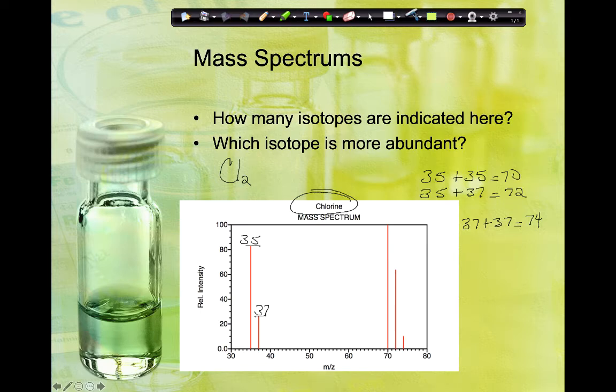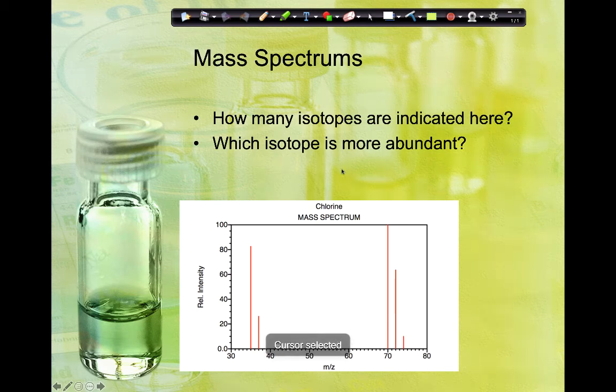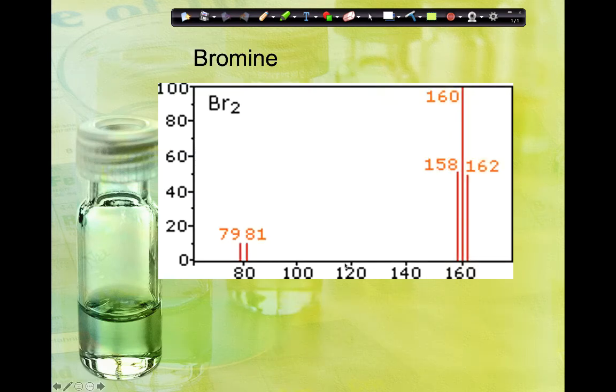Now I want to point out something. Okay, let's look at bromine. So here's the mass spectrum of bromine. And again, we know that bromine is also diatomic. So we do see the spectrum where we have the diatomic molecules showing up. Now, I wanted to point out something about this. We have a mass of 79 and we have a mass of 81. So they're about equal. But if I look over here, that peak in the middle is much more common than the 158 and the 162 molecule.